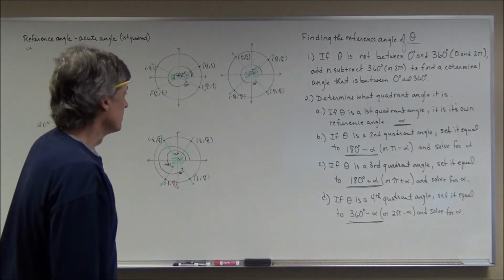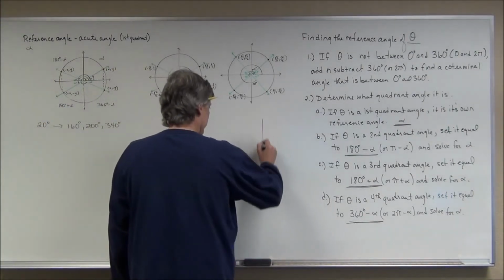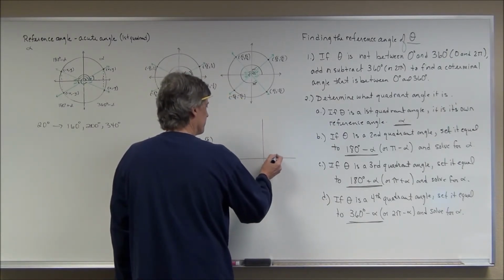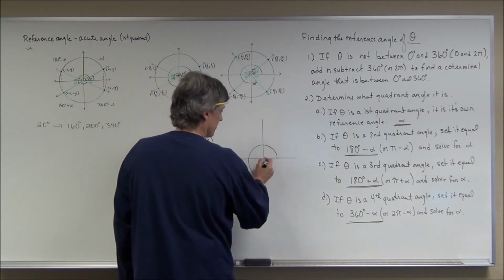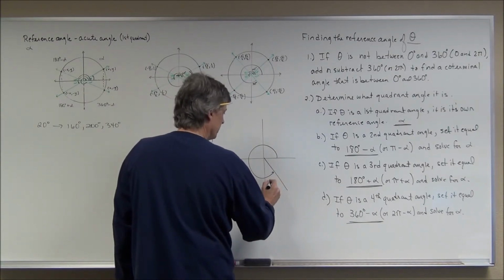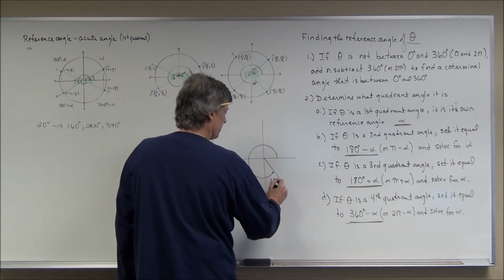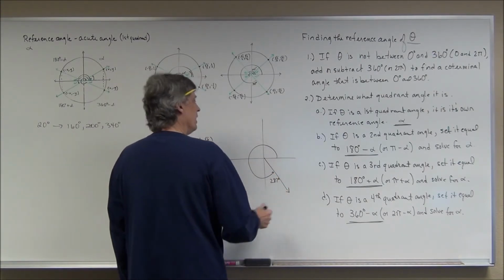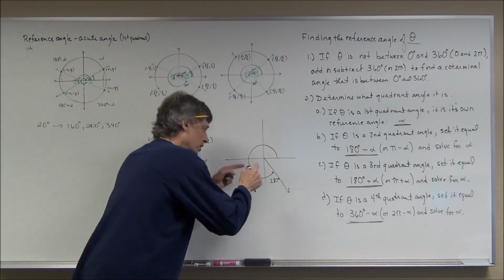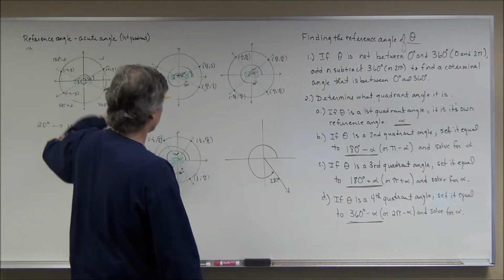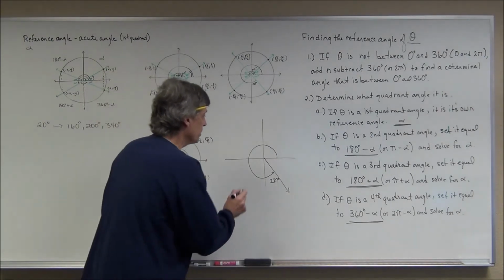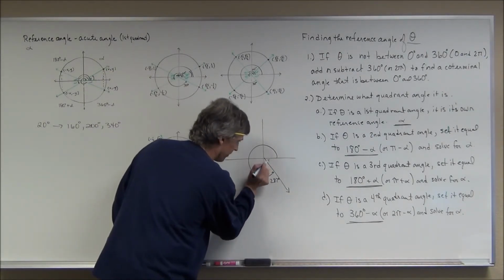Let's say that I have 287 degrees. Notice it's positive, it goes counterclockwise, and I want the reference angle. 287 degrees. Clearly it's not its own reference angle because it's too big. It has to be an acute angle. It's going to be this angle right here.